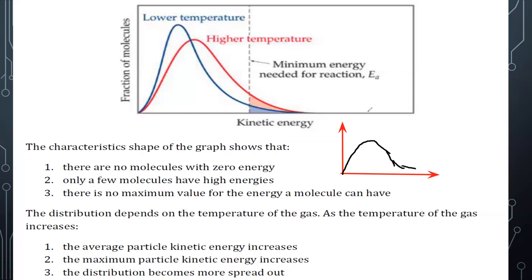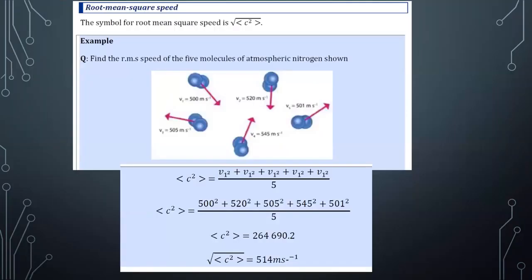And if we increase the temperature, the height of this peak will decrease and it will shift more towards the right hand side. The distribution of energy depends on the temperature of the gas. If we increase the temperature, the average kinetic energy will increase. So more particles will have higher kinetic energy and the distribution will become more spread out. So according to this Maxwell-Boltzmann distribution, there are particles with low energy, there are particles with high energy, but most of them have average energy.